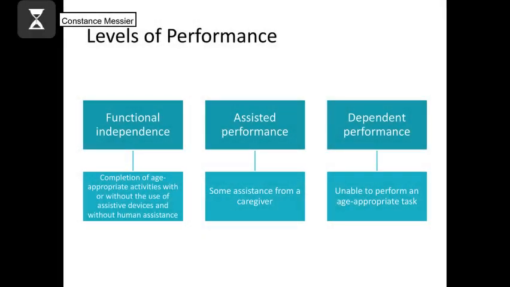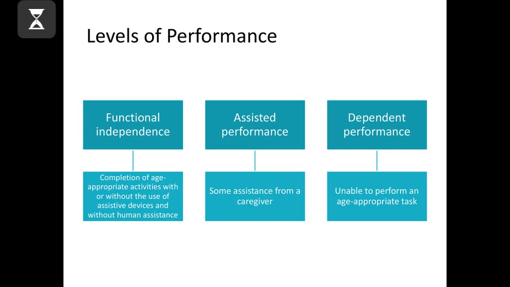In the evaluation process, the level of performance is determined for the client. And there are, as your text outlines, different levels of performance. Functional independence refers to the completion of age appropriate activities with or without the use of assistive devices and without human assistance. So eating with an offset spoon, reaching the sink with a little step stool. Think of independent after setup.